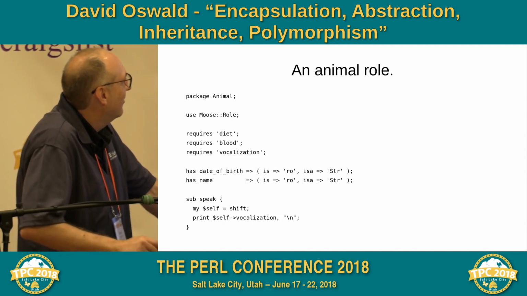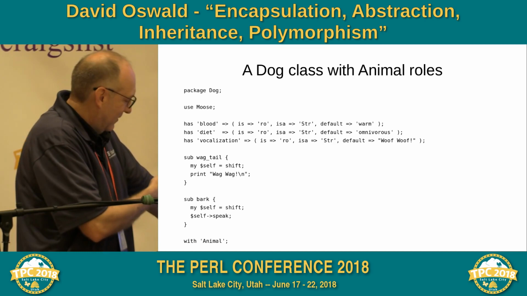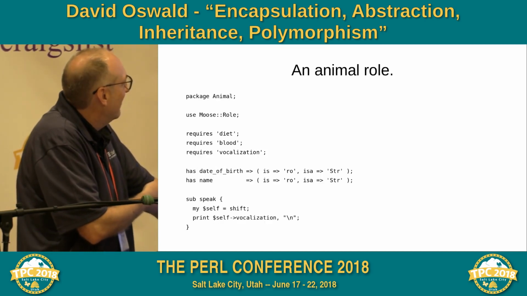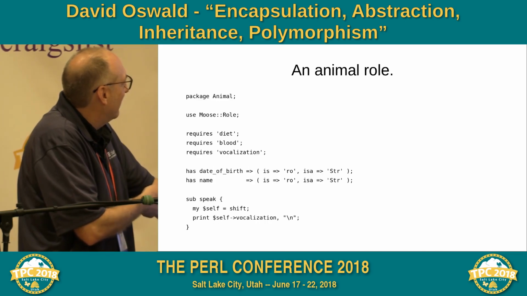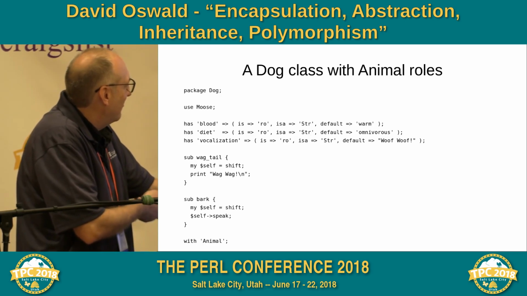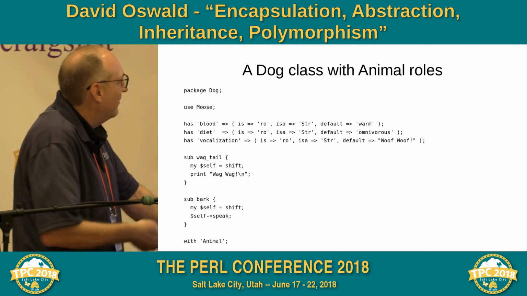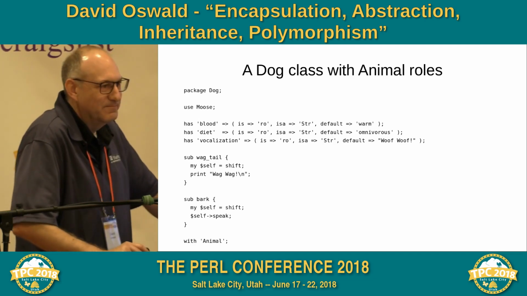And so to use the animal role, we're going to create a package Dog, and the package Dog is going to implement our blood type, which was required. It's going to implement our diet, which was required right here, so I guess it wasn't, and it's going to implement our vocalization, and it's going to implement some of the behaviors that are specific to a dog. And it's going to do that with the animal base class, or with the animal role, sorry.